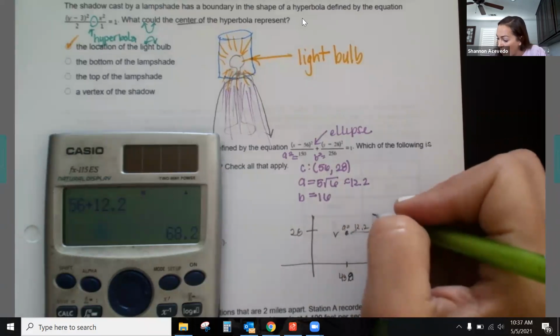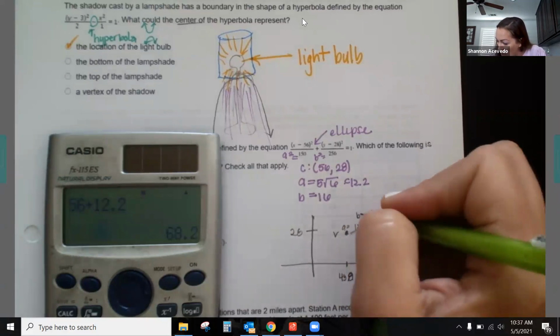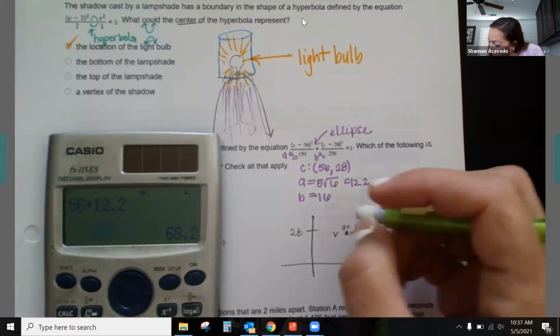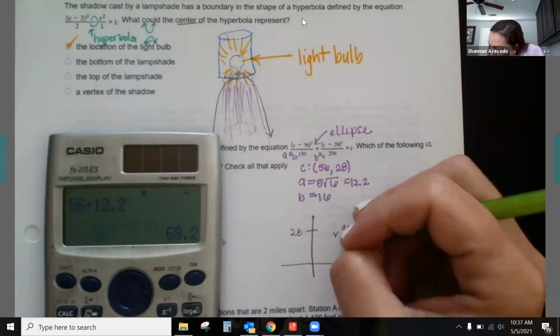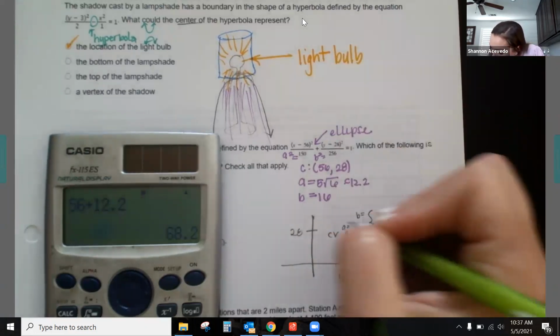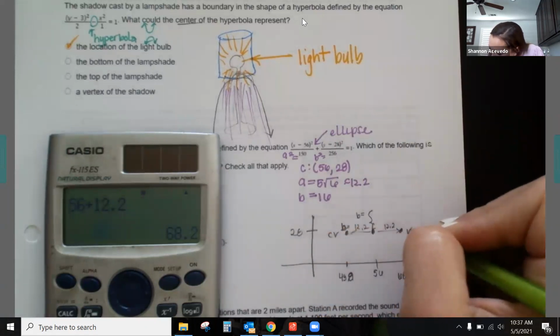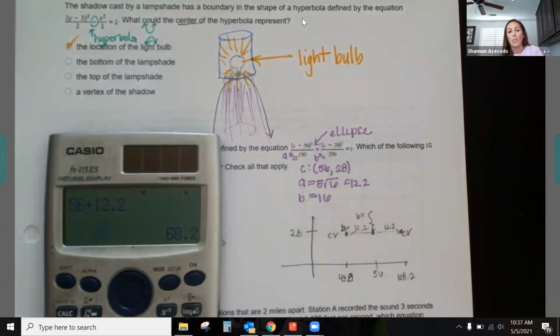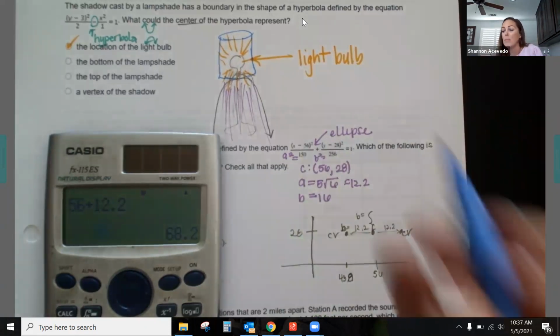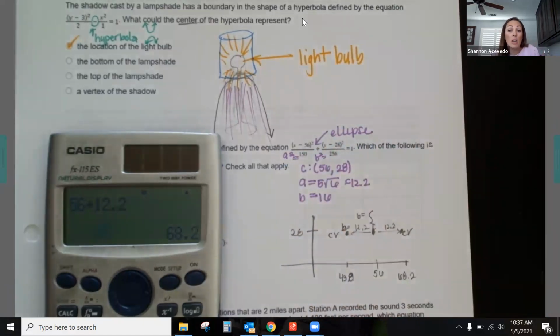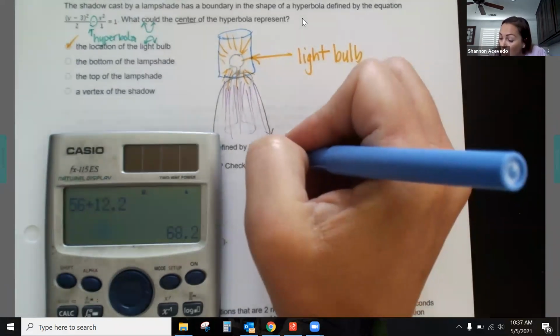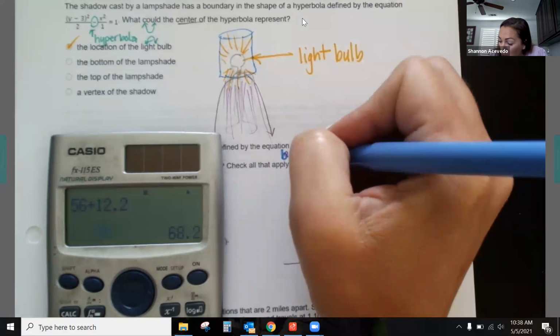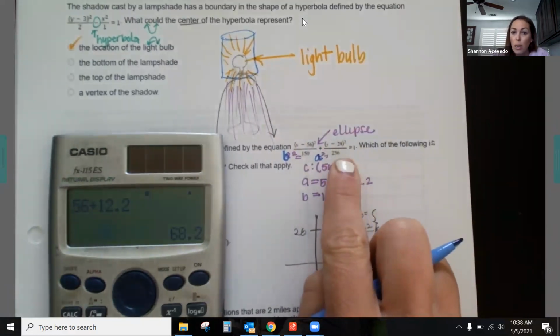I'm going to go up my B value. These are going to be my co-vertices. Remember, when we talk about these, A squared is always the larger value for ellipses, different than hyperbolas. To be honest, it doesn't matter really which one you do, A squared and B squared, except when you subtract them, you can't have a negative value for your C value. So this should have actually been labeled as my B squared, and this should be my A squared because this is the bigger one.